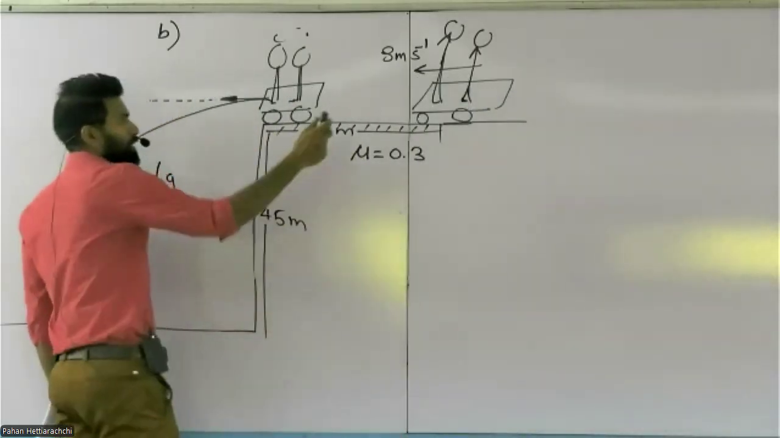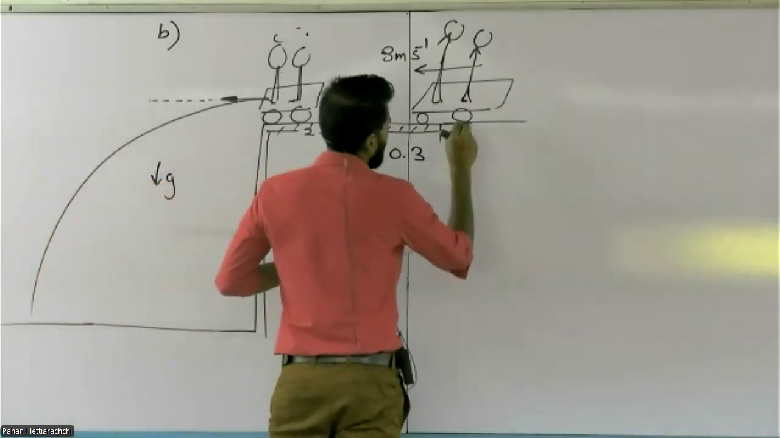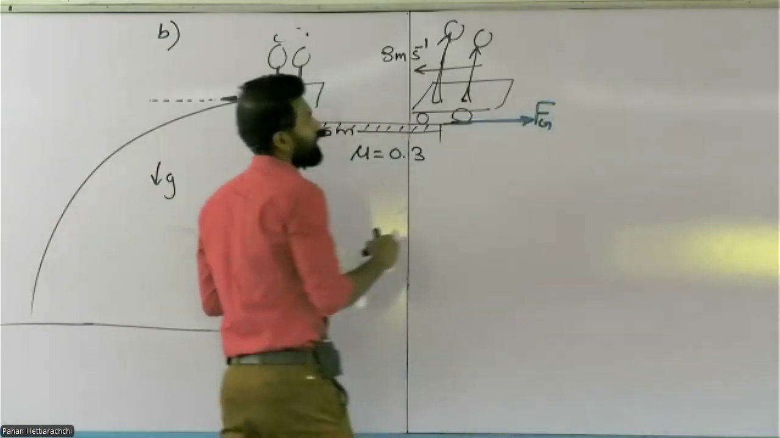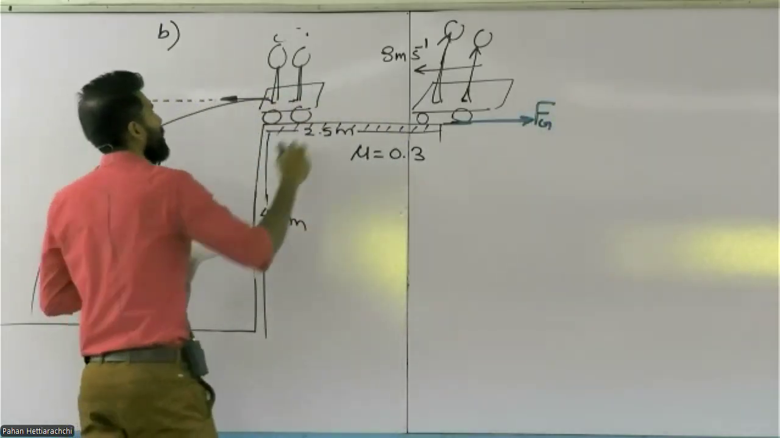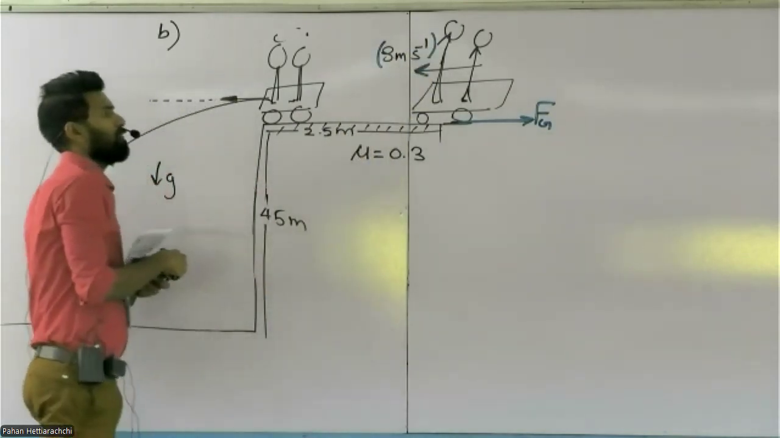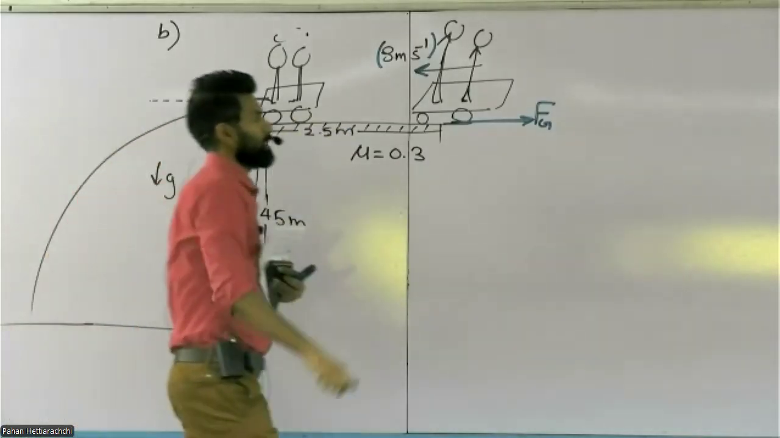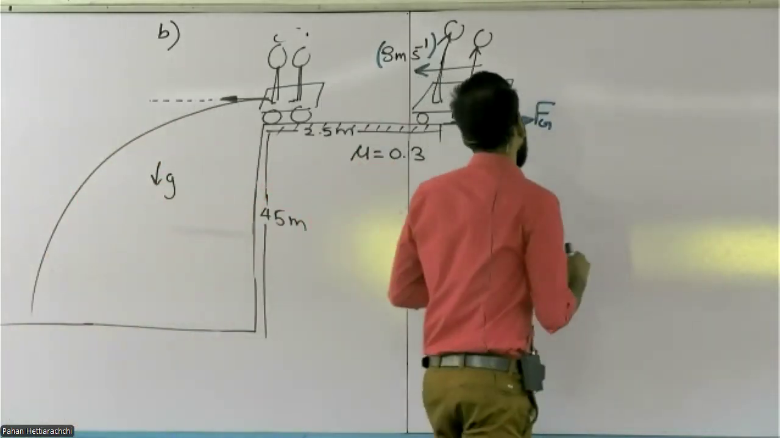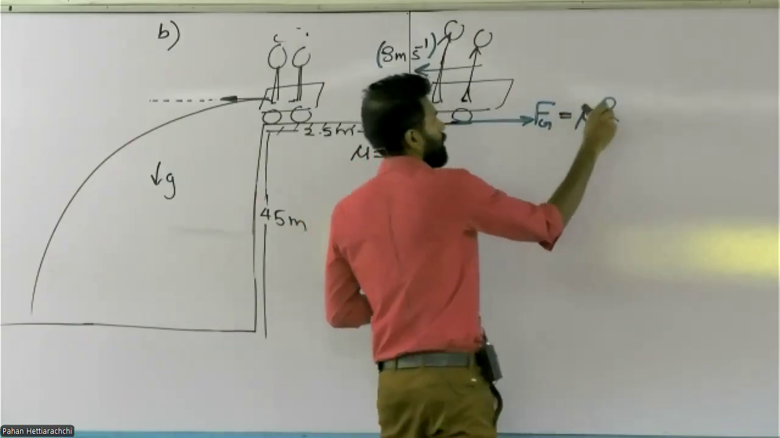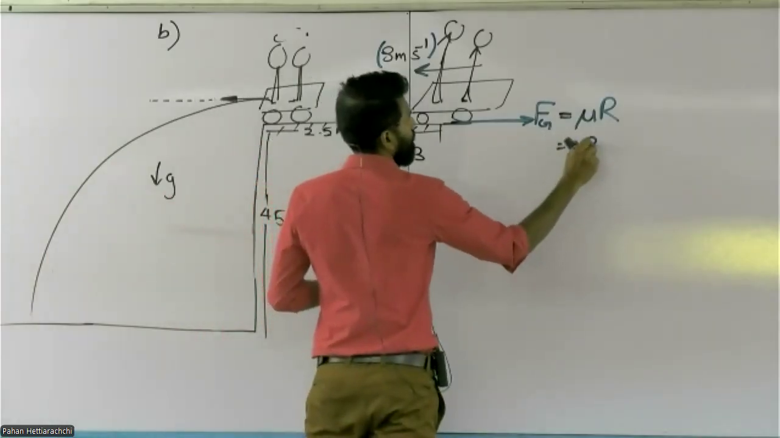Now, when they are moving in this leftward direction, what will be the frictional force acting on them? As they were moving with a velocity of 8 meters per second to the left, the frictional force acting on them will be to the right. What will be the frictional force value? Friction is equal to mu R. Mu is equal to 0.3.